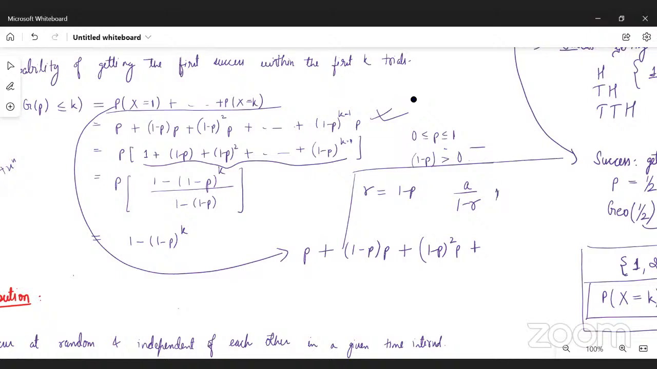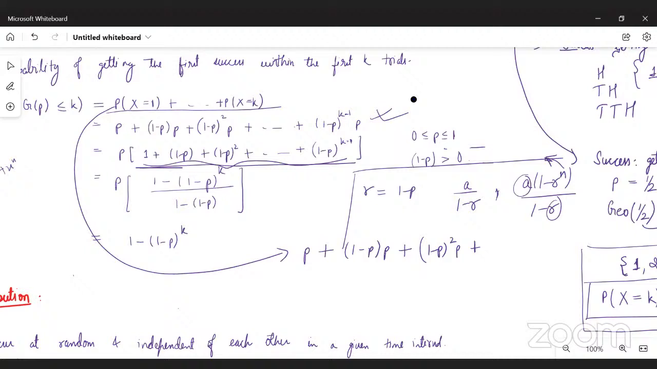A into 1 minus R to the power n divided by 1 minus R. Okay, what is n here? Number of terms. What is R here? Common ratio. A is the first term, right? So here we know the total number of terms is how many? How many terms are here? K minus 1 terms. Here we have K minus 1 terms.